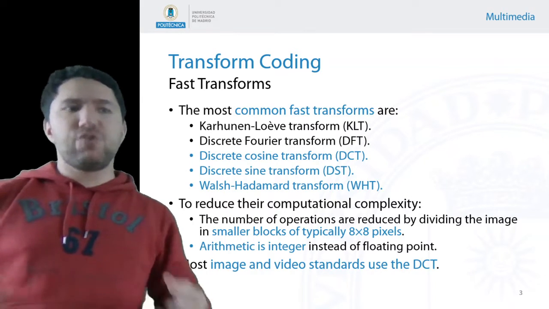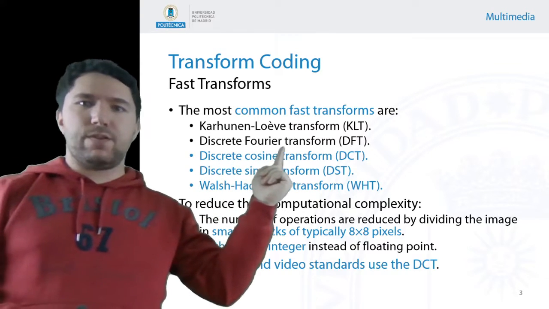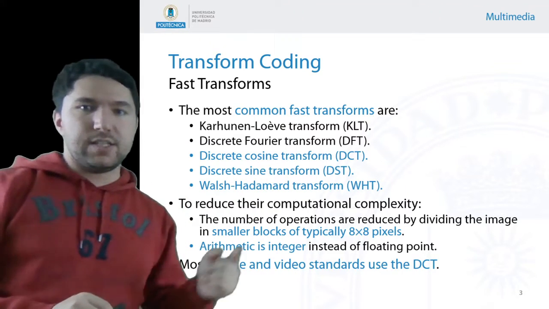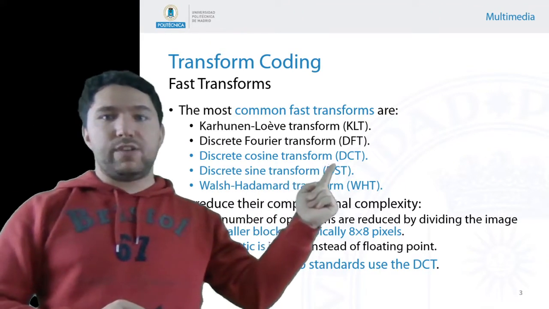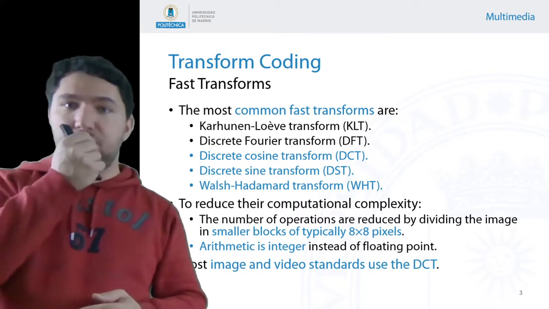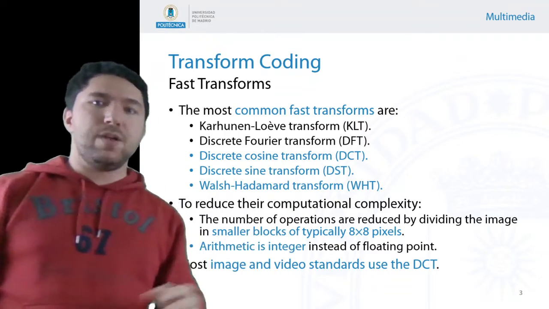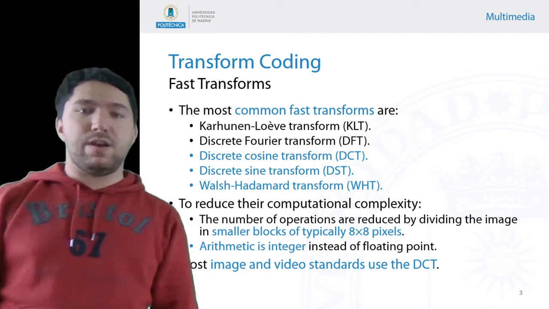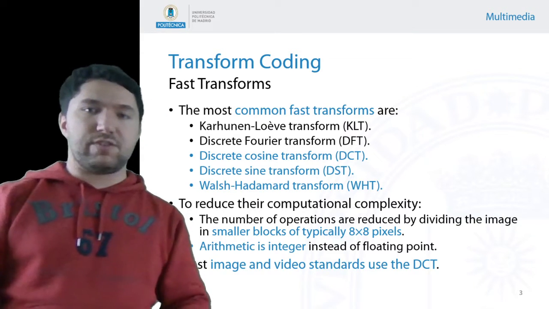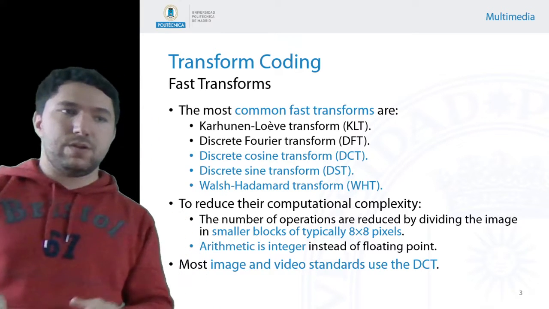We have many transforms that can be used. For instance, we have the Karhunen-Loève transform, or we have the discrete Fourier transform, which is very common in signal analysis. We have the discrete cosine transform, or DCT, which is the transform that is going to mainly be used in video and picture coding. But we also have the discrete sine transform, Walsh-Hadamard transform. The Hadamard transform is used in newer standards, but in most of video coding standards and picture coding standards, DCT is the transform that is being used.